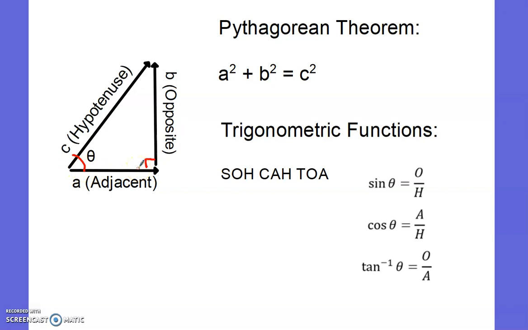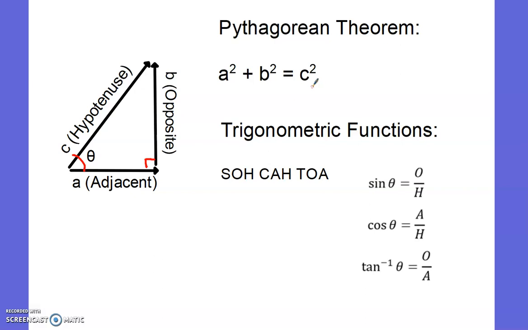One of the theorems that you probably already heard about is called the Pythagorean theorem, and it shows a relationship between all three of the sides. Here we have the square of the two smaller sides added together is equal to the square of the hypotenuse. We're not going to be using that one as much in this class, but it is a tool that we do have access to. Instead, what we're going to be using is our trigonometric functions, the sine, the cosine, and the tangent.